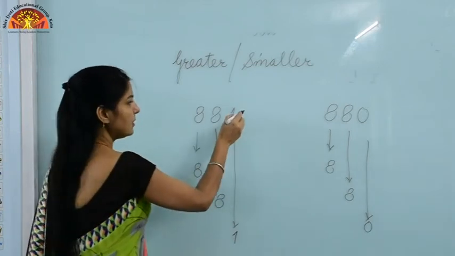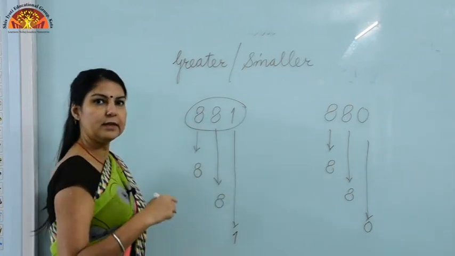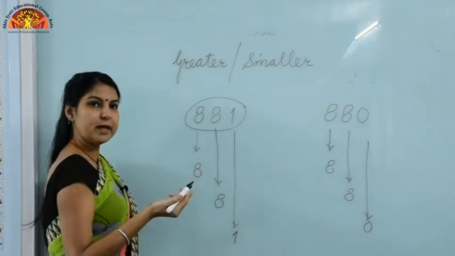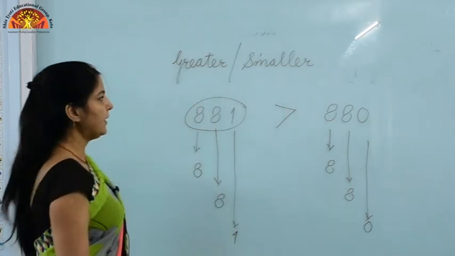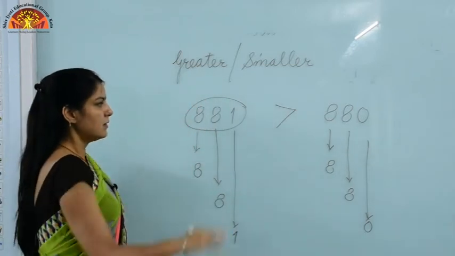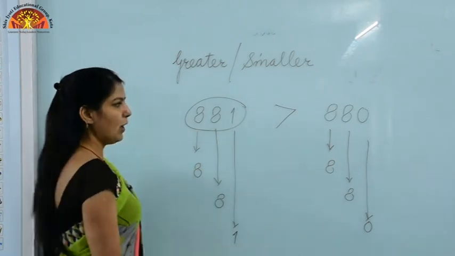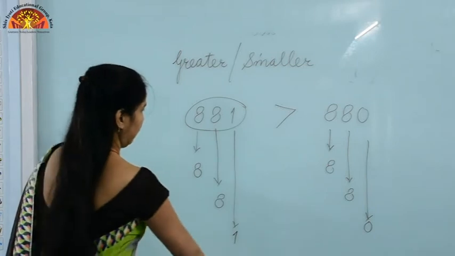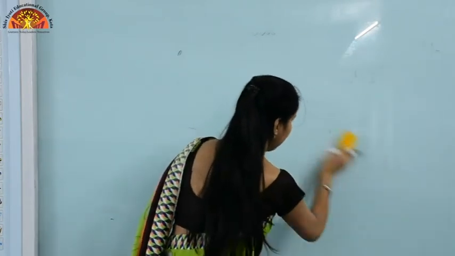So, we can say the 881 number is bigger than 880. So, what is the sign of this? This is the sign of greater than, or you can say this number is bigger than 880. I hope you have understood. Now, let us come to the next point.